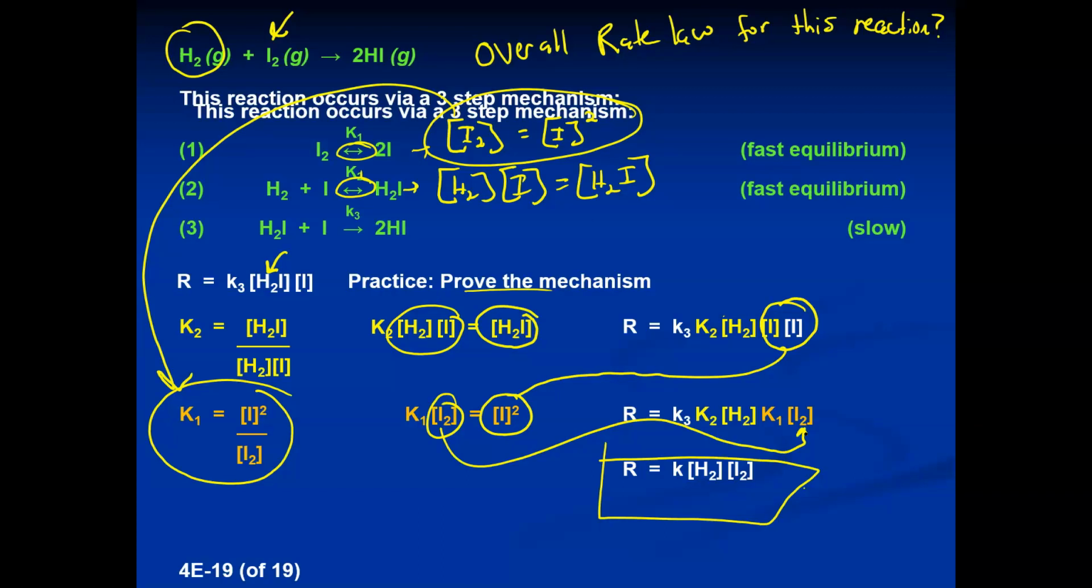And again, you can ignore all the K's when you're doing these because in the end, you just write this big K. So you don't need to do all these K's. Okay, so that's proving the mechanism.